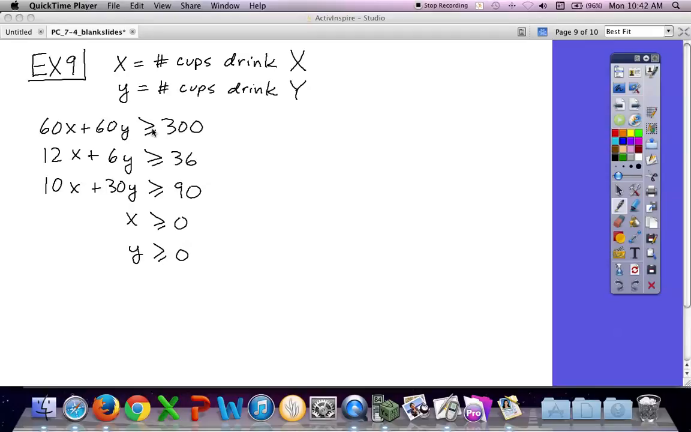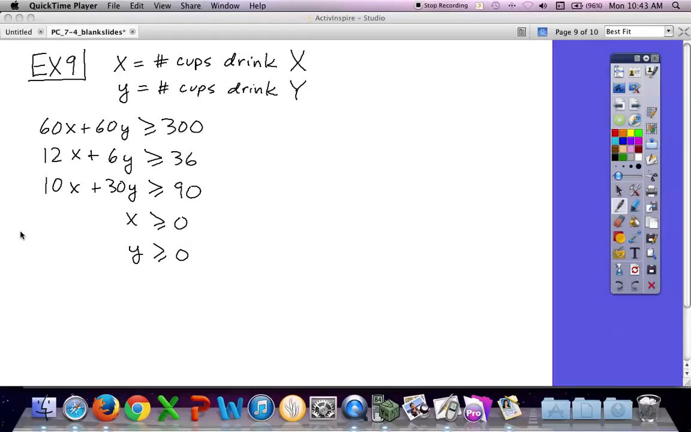For the vitamin A, the X drink gives you 12 units per cup. So if you multiply 12 times the number of units of X, that tells you how much vitamin A you're getting from that drink. And you get 6 units of vitamin A from drink Y, so 6Y. The minimum requirement for the day is 36. And then this is the vitamin C, I guess. I might have that backwards. No, it's A then C. So it's 10 units of vitamin C per unit of X, 30 units of vitamin C per unit of Y. It's got to be more than 90 in a day.